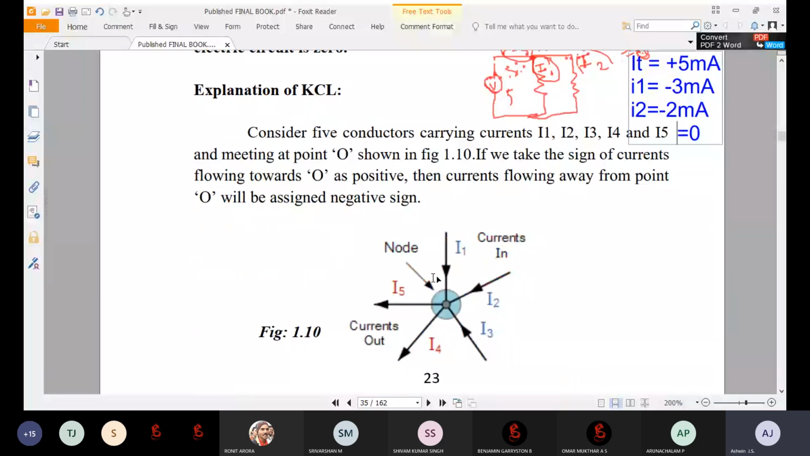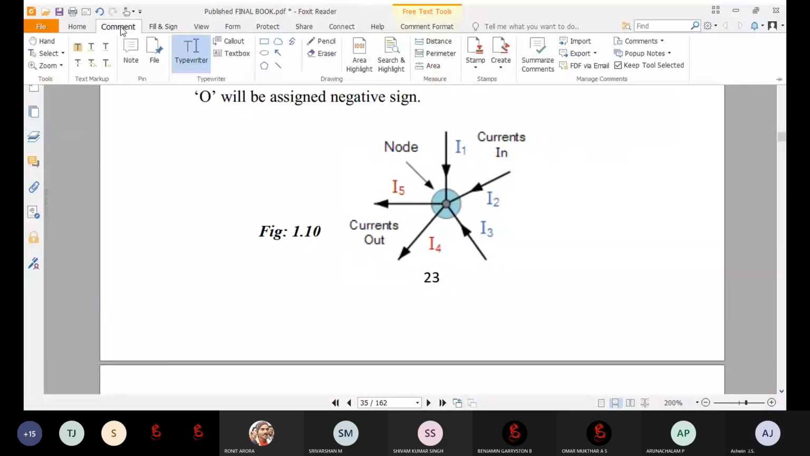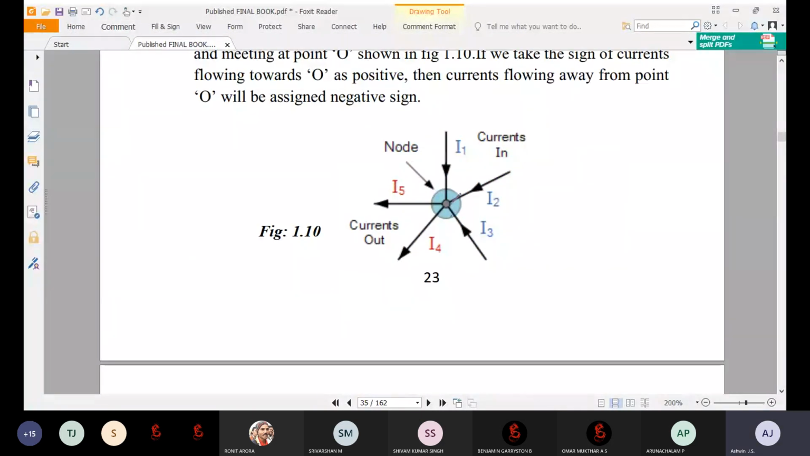Just consider here they are showing one node. This is nothing but your junction or node, whatever you call it. How many currents are coming towards the junction? I1, I2 and I3 are coming, so three currents are coming towards the junction. They are represented using a blue color, and the two currents going away from the node are I5 and I4.